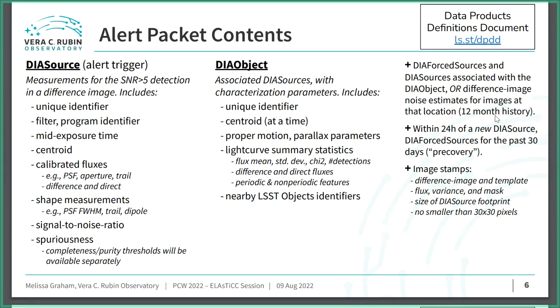Thanks. Yeah. For anything that's been detected, we'll continue to do forced photometry. I think it's for 12 months that we continue to do that. Alerts don't come out if the thing has faded below a signal to noise ratio of 5, but the forced photometry will continue. So you can query the prompt products database to get that forced photometry for your object. And then, does that answer your question fully?